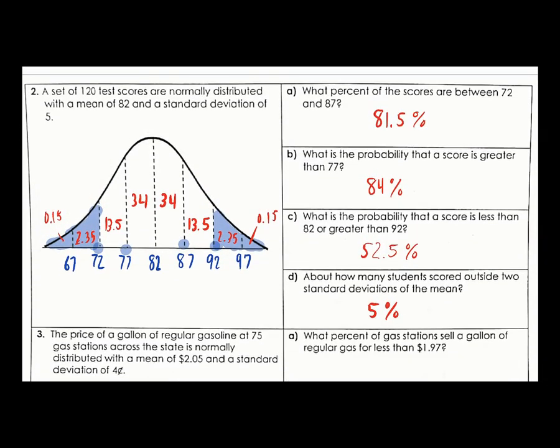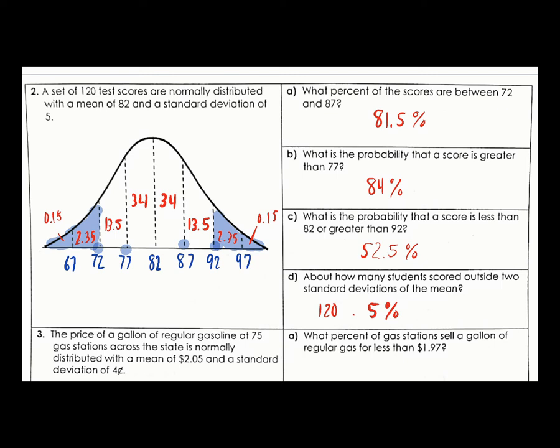A, we were good. It says what percent? B, what is the probability? We're good with that one too, because even though probability is generally written as a fraction, we know that 84% is still probability. C, we're good with that one too. But look at D. It says about how many students scored outside 2 standard deviations. Well, it's 5% of my students. But how many were there? There was 120. So we're going to do 120 times 5%.